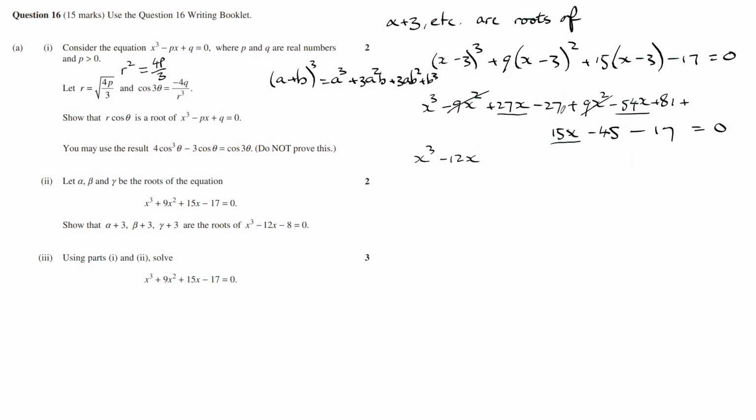And then we've got negative 27 plus 81 minus 45 minus 17, which does in fact make minus 8. You can do that on your calculator if you don't want to do all those by hand. Yeah, so then that's pretty much it. That proves that those are roots of that.